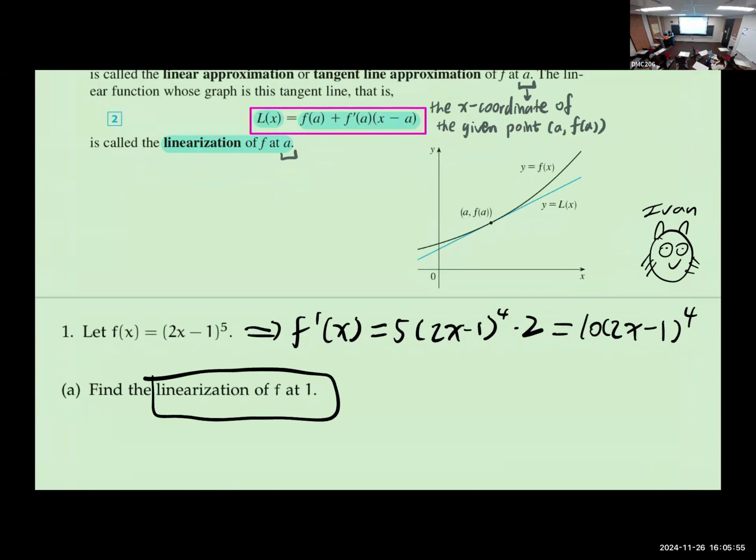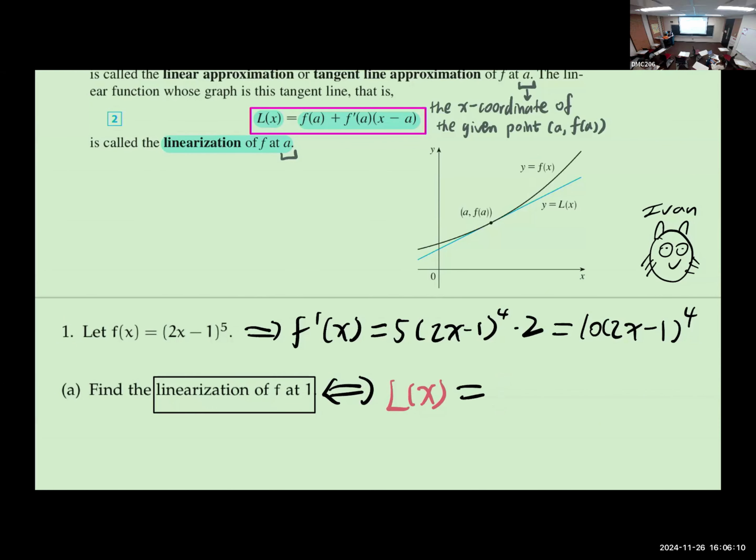The linearization, according to this definition, L of x equals f of a plus f prime of a times x minus a. Well, a is 1, so f of 1 plus f prime of 1 times x minus 1, right? I just copied the definition, the roadmap, by definition. All right, this is L of x.